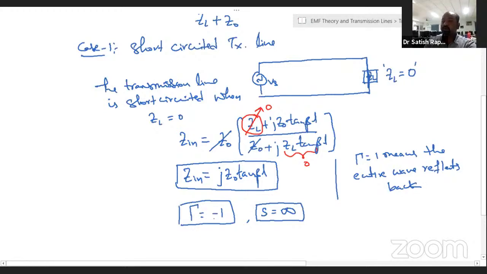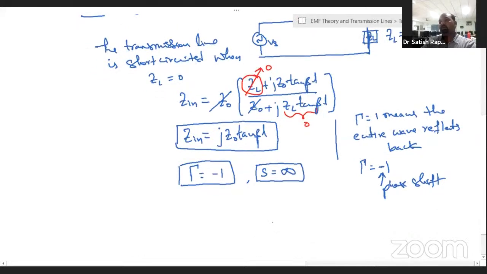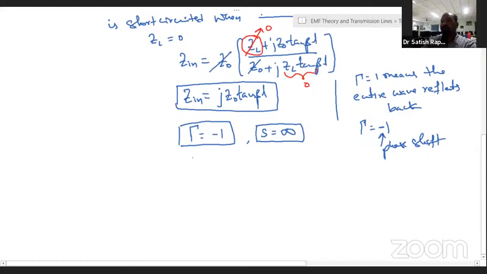Minus 1 here means with phase shift. Capital gamma equal to minus 1 means the wave reflects with phase shift. So capital gamma equal to 1 means without phase shift, and capital gamma equal to minus 1 means with phase shift. So this is about the short circuited transmission line.